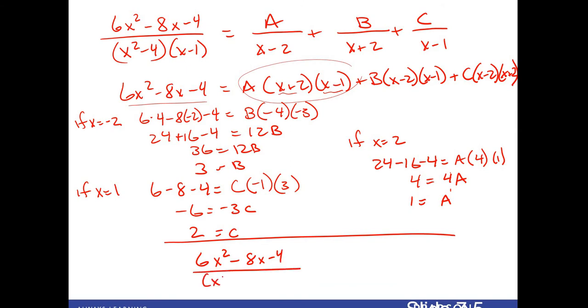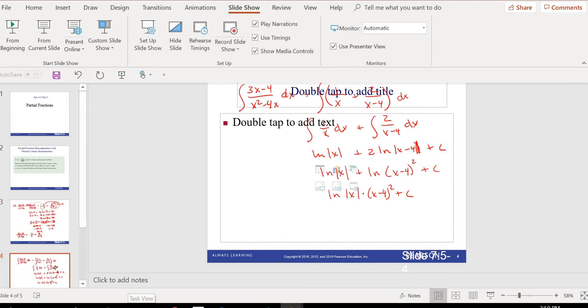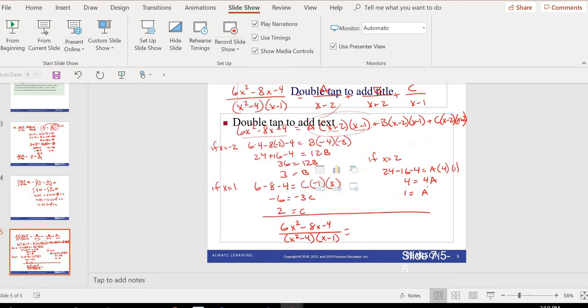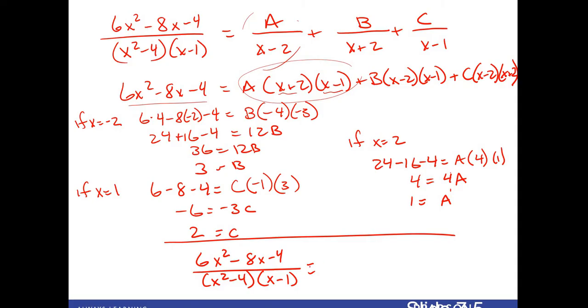So my partial fraction here, back to my original problem, 6x squared minus 8x minus 4 over x squared minus 4 times x minus 1 equals what? Ooh, sorry. Let me see if I can get back. Okay, sorry about that.